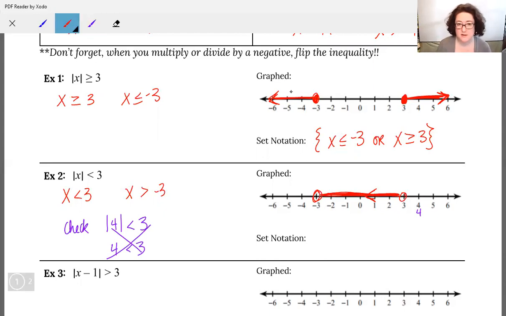So all I care about is the fact that our solutions are going to be sandwiched in between the -3 and the +3. So our solution set looks like -3 is less than x is less than 3.